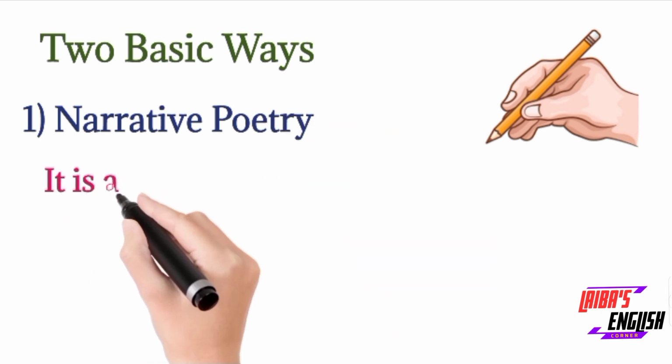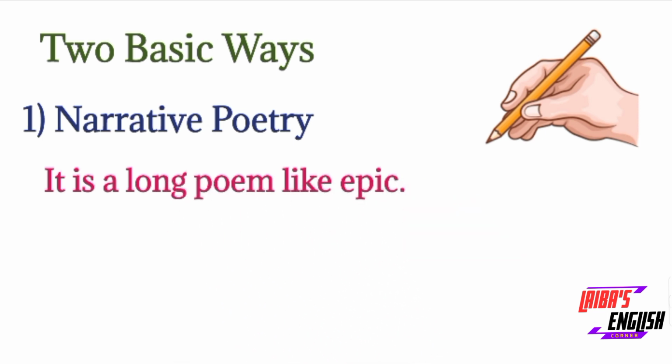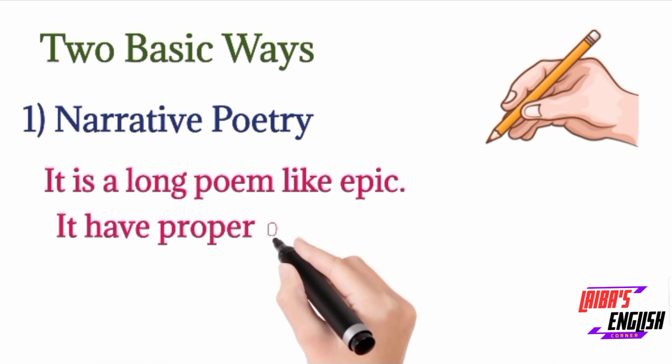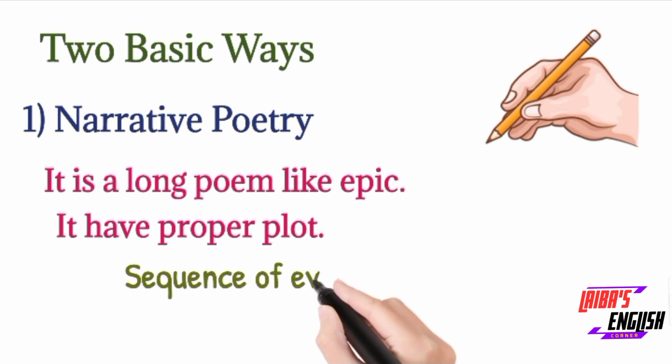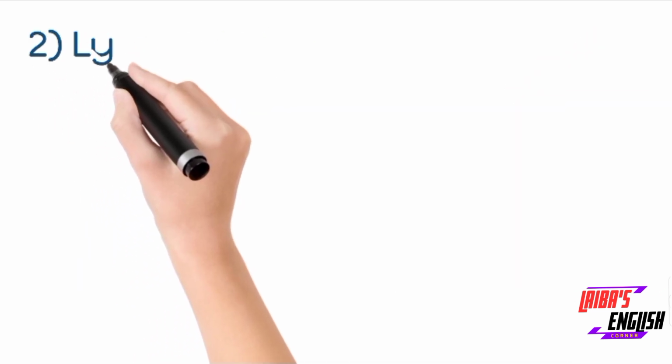What is narrative poetry? Basically, it is a long poem like an epic. And what is an epic? We will discuss it in our next slides. For now, you can remember that an epic is a long poem. Basically, it has a proper plot. It means in narrative poetry there is a sequence of events: how it will start, what is in the middle, and how it will end. So plot means sequence of events, coherence of events. When there is a proper plot, we will understand the thing more easily. So this is narrative poetry.